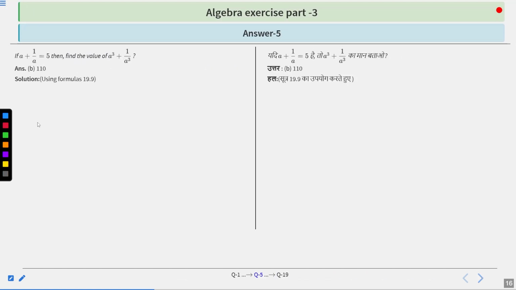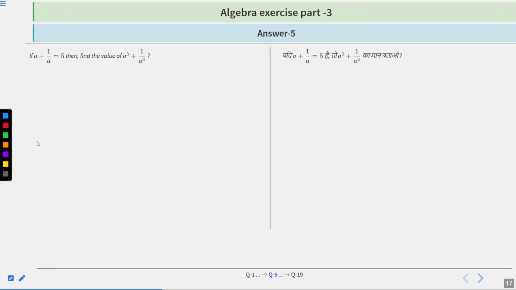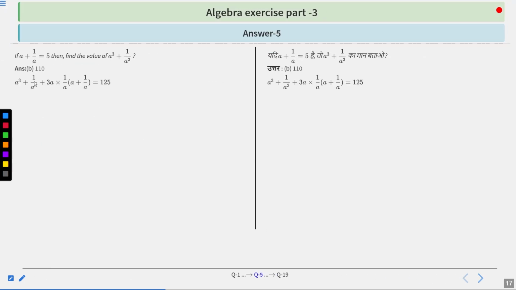So we are going to use formula 19.9 to solve this question. We were given a plus 1 upon a is equal to 5, and we have to find a cube plus 1 upon a cube. Now, a plus 1 upon a was 5, already given in the question. So cubing both sides, left hand side as well as right hand side, we get a cube plus 1 upon a cube plus 3a into 1 upon a into a plus 1 upon a. And 5 cube is 125. So that is equal to 125.